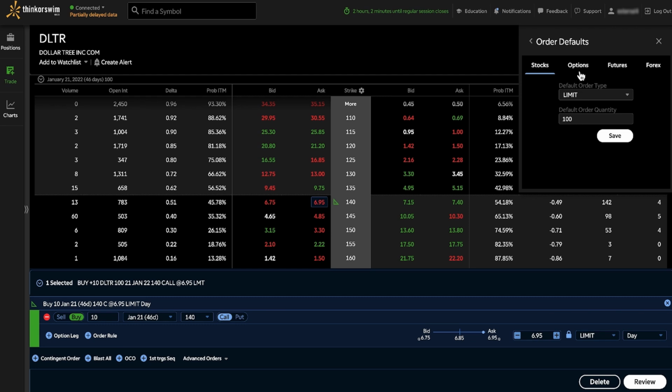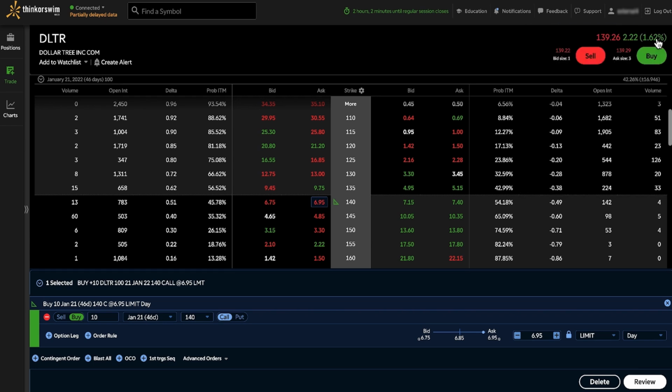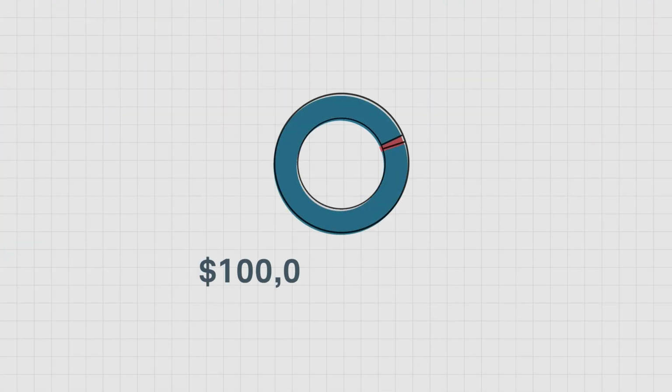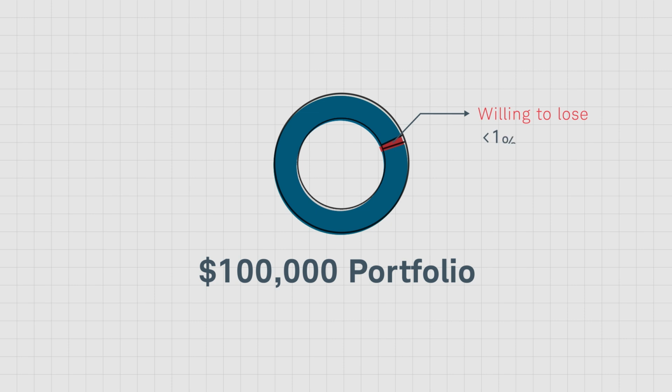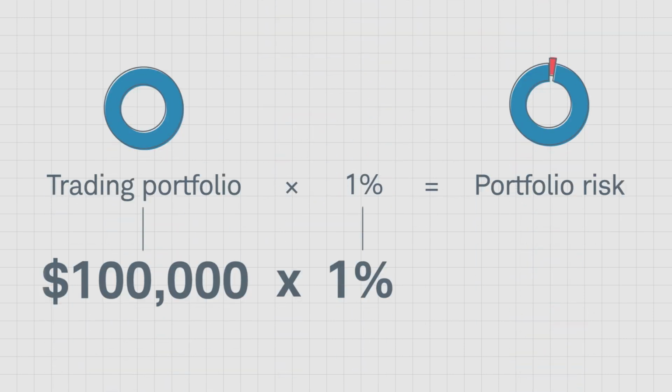Under options, I'm going to take that down to one contract, which will go into effect for future orders. But for this trade, we still need to choose how many contracts to actually buy. Position sizing is one of the main ways to manage your risk, which is crucial to trading long calls. So for simplicity, let's say I'm trading with a $100,000 portfolio and I'm willing to risk no more than 1%. This means my portfolio risk would be $1,000 per trade.